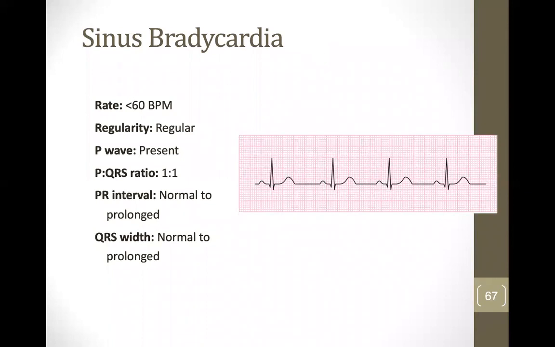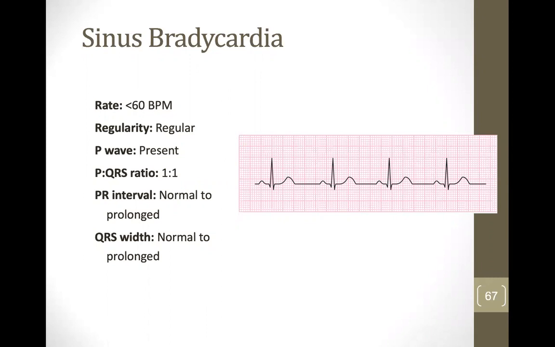When we look at the regularity, we'll notice that the R to R intervals are the same as we go across. So we know it's a sinus rhythm because it's starting with a P wave before each of the QRSs. We knew our rate was lower than 60 beats per minute, but it is regular. So this would be sinus bradycardia. So it's starting from the sinus, from the SA node, and it's a slow heartbeat because it's below that 60 beats per minute.